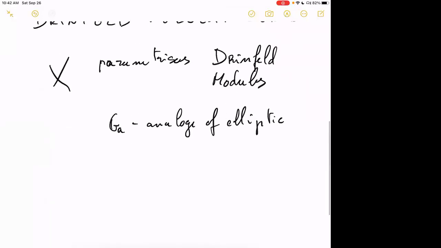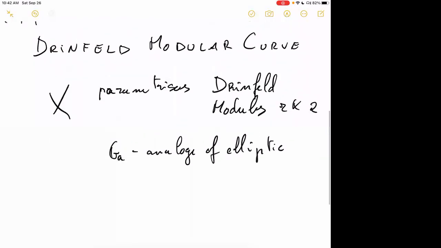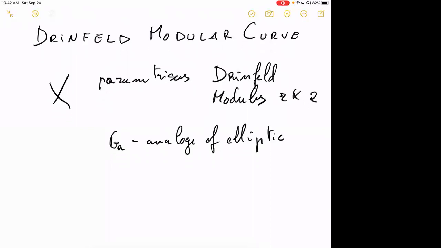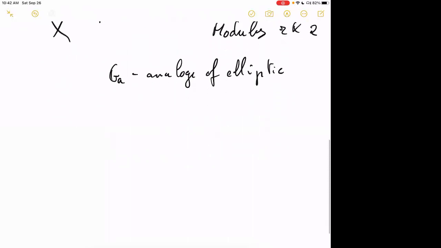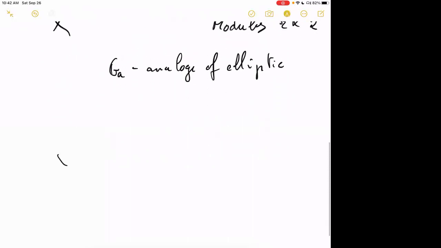And I'm going to consider my curve X, which is going to parameterize Drinfeld modules only of rank 2. Somehow this should be thought of as the height; if you think of formal groups, this is an analog of the height of your formal group. And so my X is going to be a curve. And over X, I can build some line bundles omega^k, which are line bundles of Drinfeld modular forms.